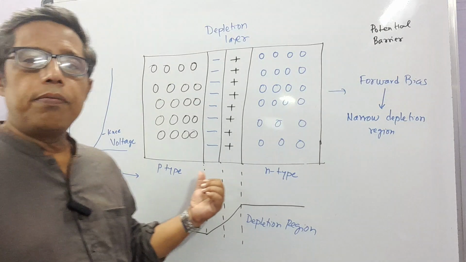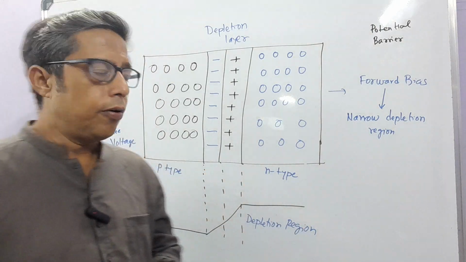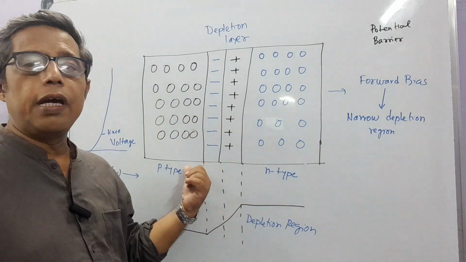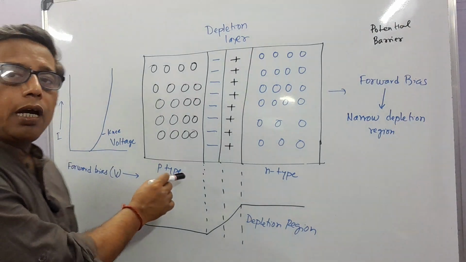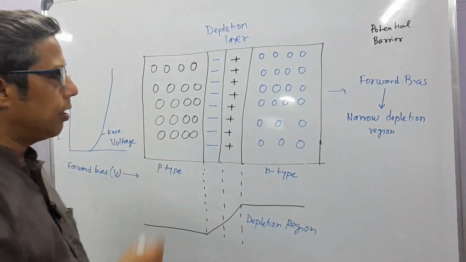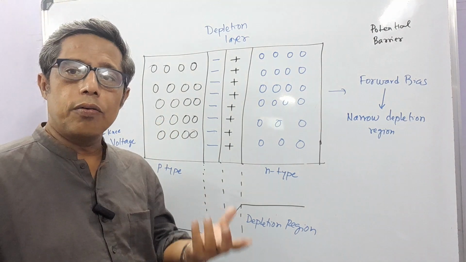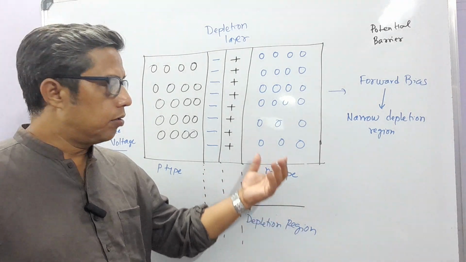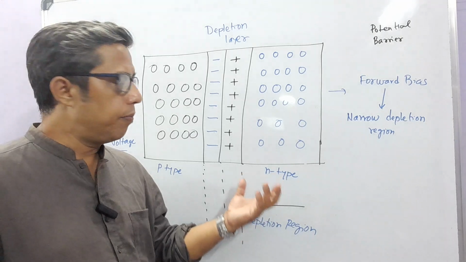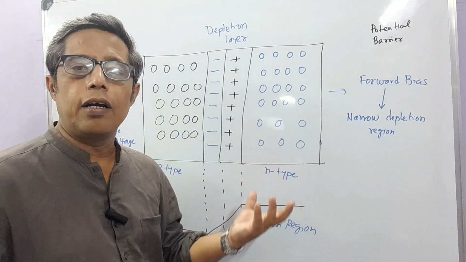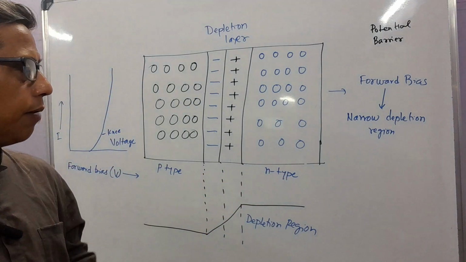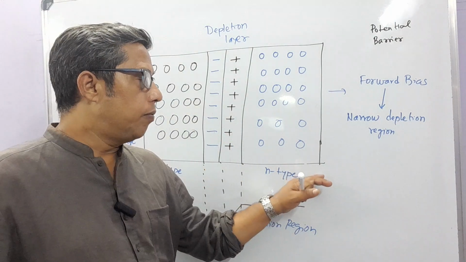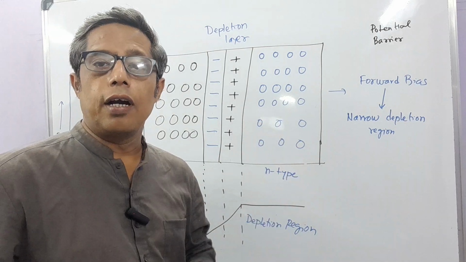A p-type semiconductor and an n-type semiconductor, these two crystals, are joined together and we form a p-n junction diode. This is the p-type semiconductor. P-type semiconductor means a high concentration of holes, or positive charge. N-type semiconductor has a high concentration of electrons, meaning the electron density is high, free electrons. N-type is prepared by doping, and it is called an extrinsic semiconductor.